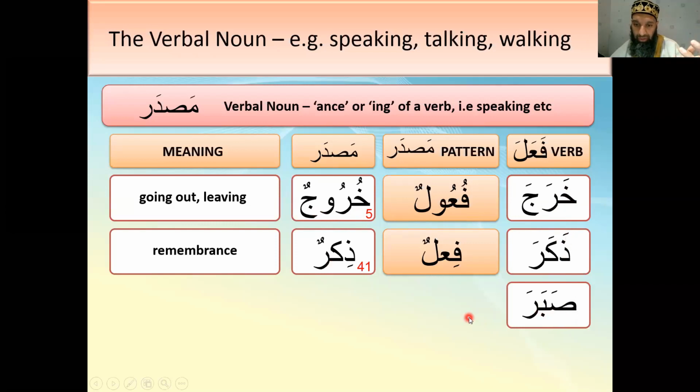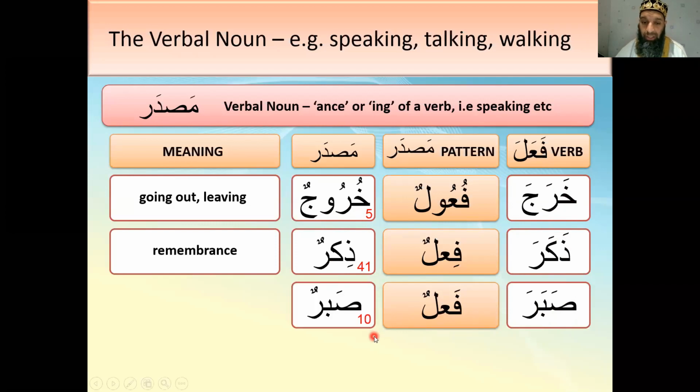Sabara, sabr, right? This fits in the fa'lun pattern. So sabara becomes sabrun. Sabrun jamil. So you can tell it's not a verb anymore because it's got a double ending. Easy way to tell. Although sabara looks like a root word, look what's going on. It's not sabara, it's sabrun. It's no longer a verb, it's actually a noun. So sabrun jamilun. So sabrun is patience.